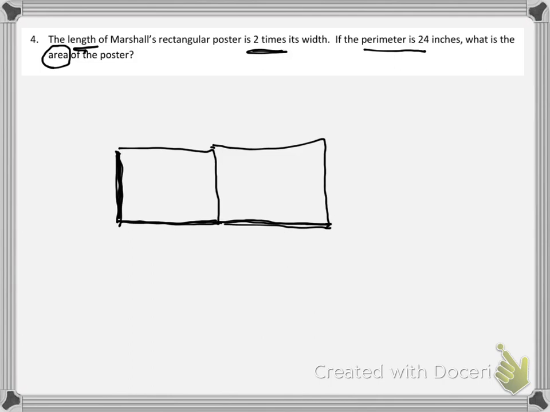So how to figure this out? We see that this, as we're going around, is 1. We have another one, that's 2. We have another one that is 3, 4, 5, and 6. So we have 6 pieces.